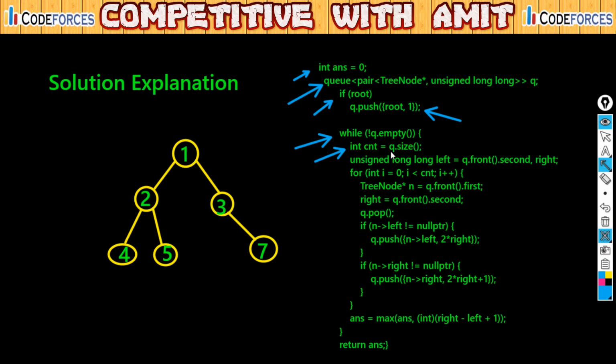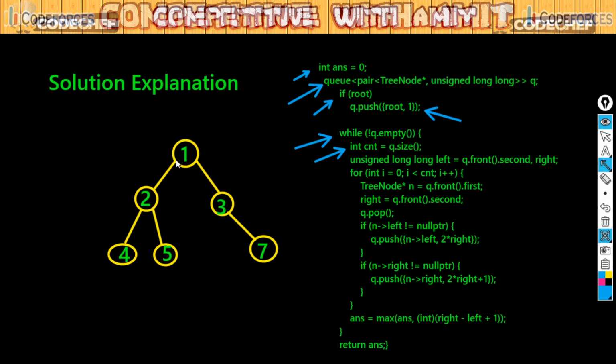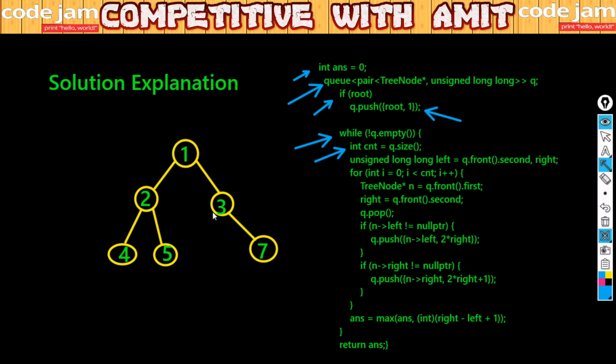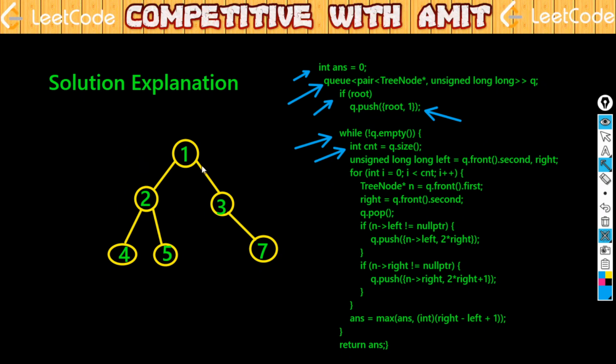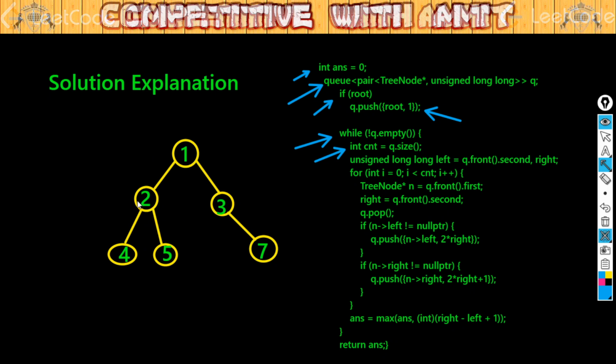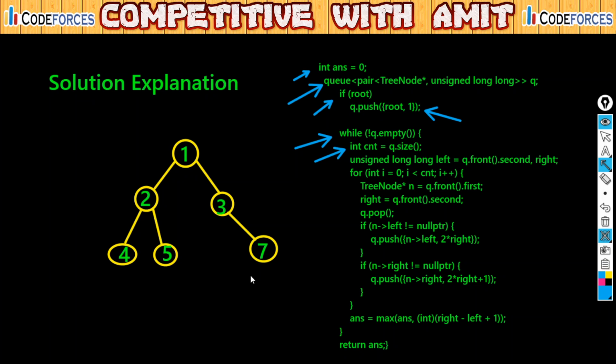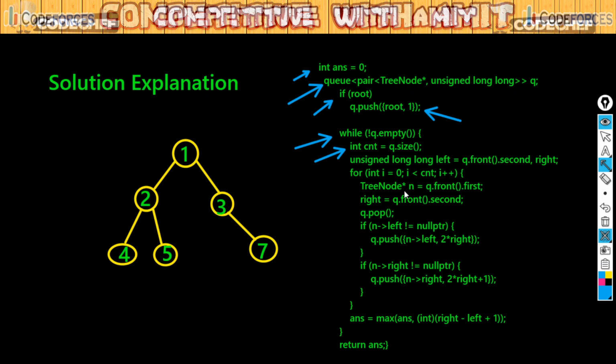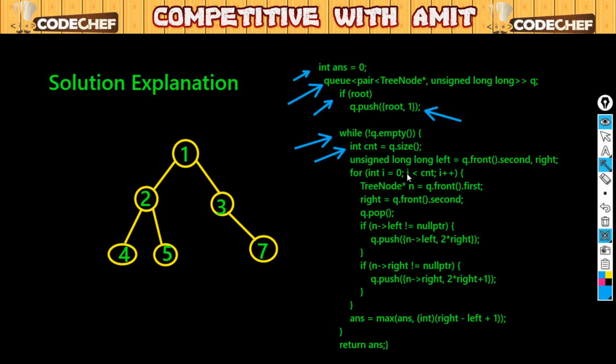Initially count will store 1, the one node only. Now what will count store? Count will store the number of nodes at each level. Suppose at the first iteration it will store 1, at the second iteration it will store 2, at the third iteration it will store 4. So count will store the nodes which are present at that level of the tree.